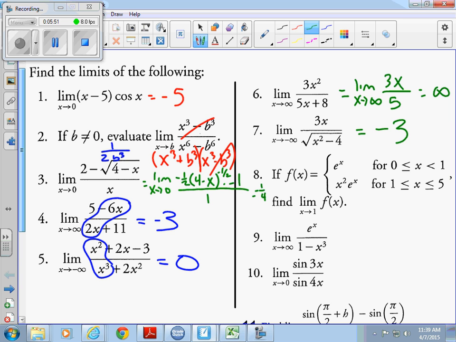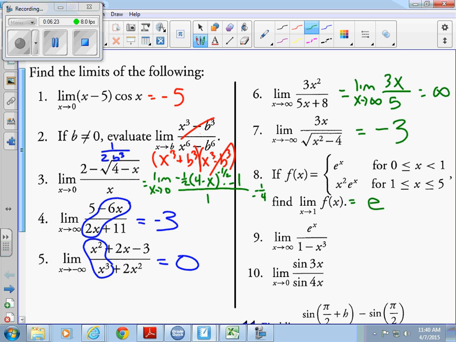Final limit is x approaches 1 on number 8. I'm going to have to look at the limit as x approaches 1 from the left on e to the x. Then I'm going to have to look at the limit as x approaches 1 from the right on x squared e to the x. What did I get when I plugged 1 into e to the x? I got e, right? What do I get if I plug 1 into x squared e to the x? E, right? Since those are the same from the left and the right, what is this limit?